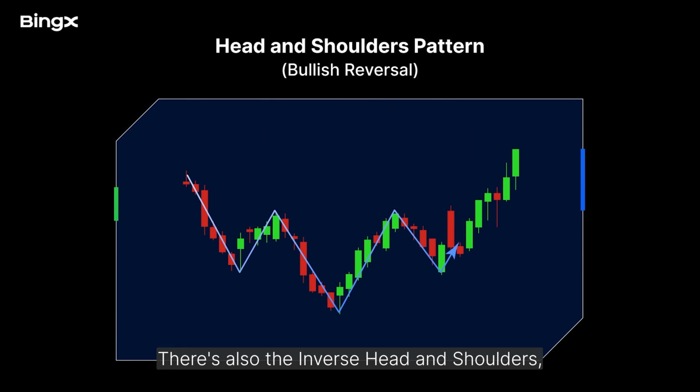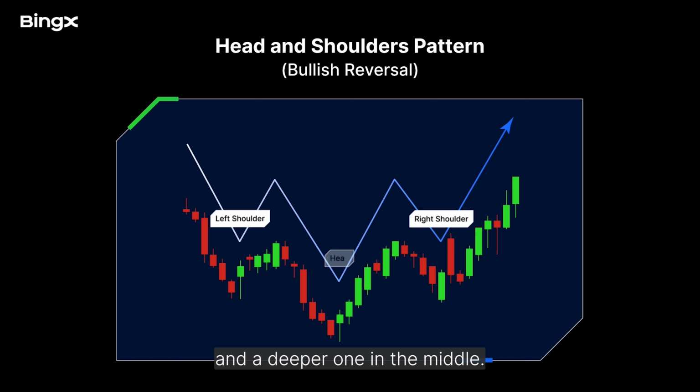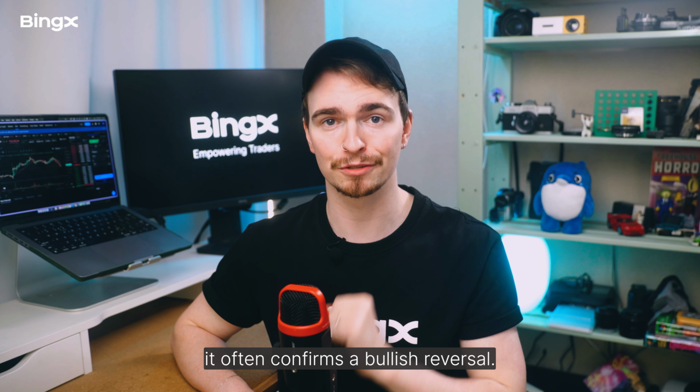There's also the inverse head and shoulders, which appears after a downtrend. You'll see three dips, two smaller ones on the side and one deeper one in the middle. When price breaks above the neckline, it often confirms a bullish reversal.